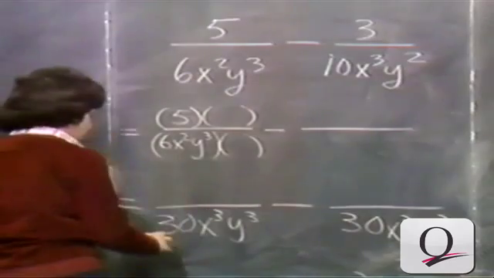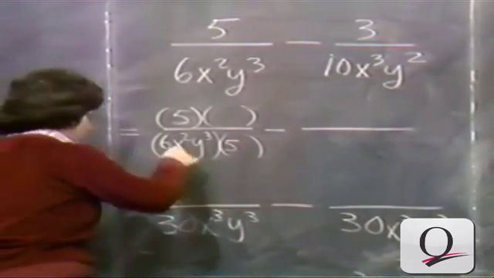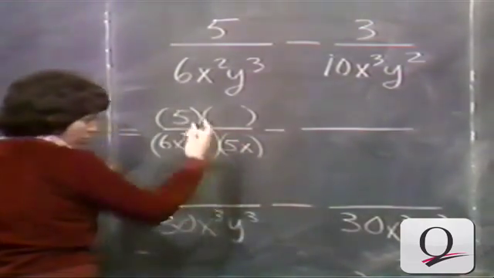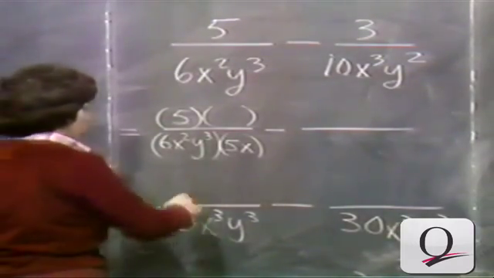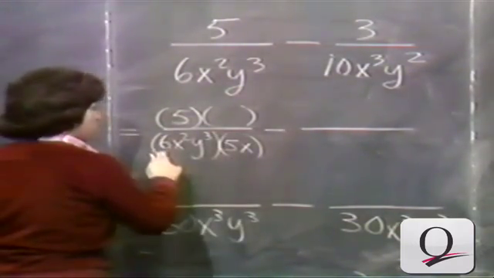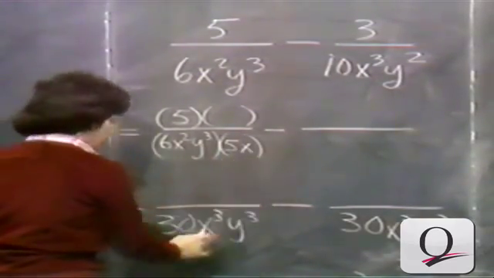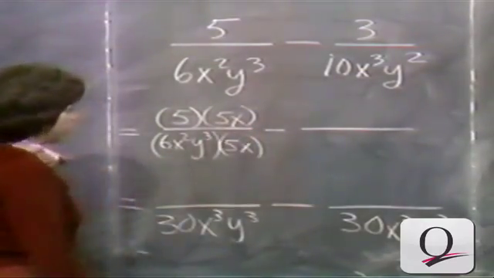Now, to go from 6x squared y cubed to 30x cubed y cubed. Well, to go from 6 to 30, we'd have to multiply by 5. To go from x squared to x cubed, you'd have to multiply by x. y cubed to y cubed, we're already okay. That'd just be multiplication by 1, so we don't need that in there. So if you multiply the denominator here by 5x, you would get 30x cubed y cubed, which is what you want. So you have to multiply the numerator also by 5x.